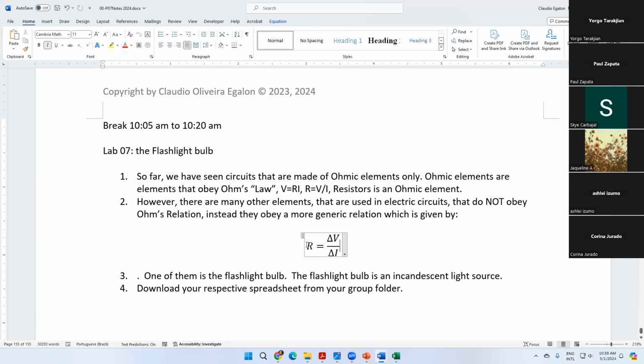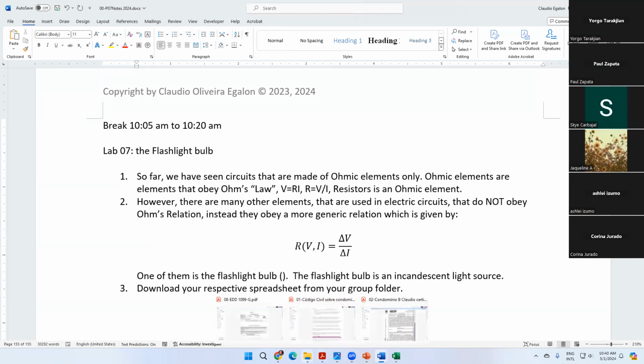Ohm's law is just a special case of this relation that you see right in here. And by the way, this resistance is going to be a function of V and I. In Ohm's law, the resistor is not a function of V and I, but the more generic relation is like that. One of these elements is the flashlight bulb. It's not an LED.